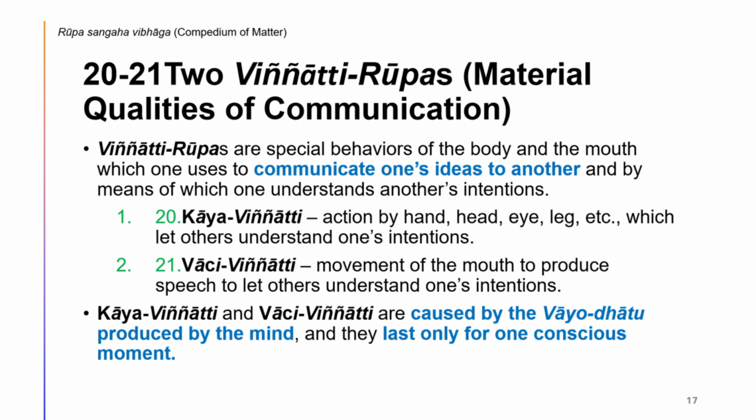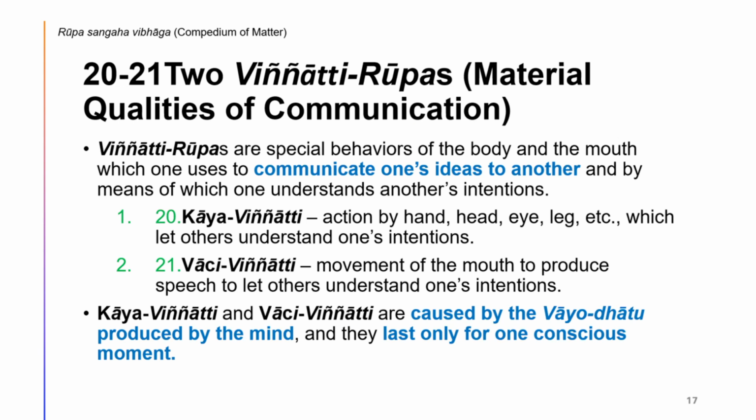Vinnatti rupas are special behaviors of the body and mouth which one uses to communicate one's idea to another, by means of which one understands another's intention. So to put a message across, let's say you are a foreigner, you don't talk English, you don't talk Chinese, so we talk by body language. There's a way of communication.